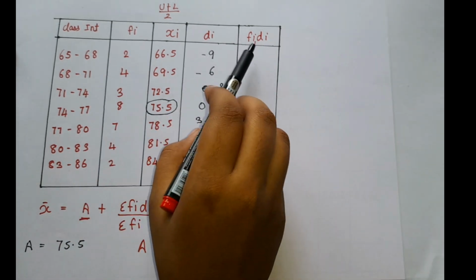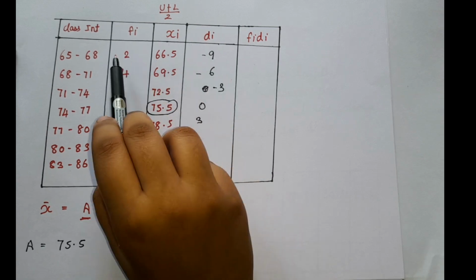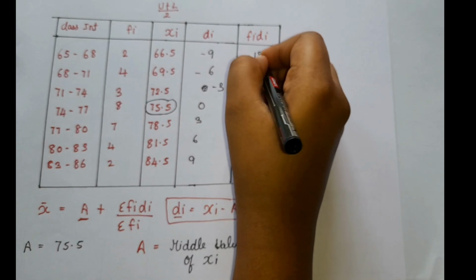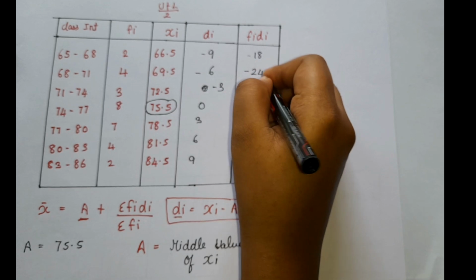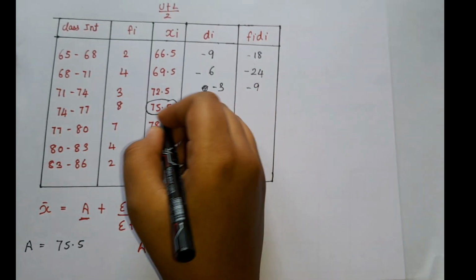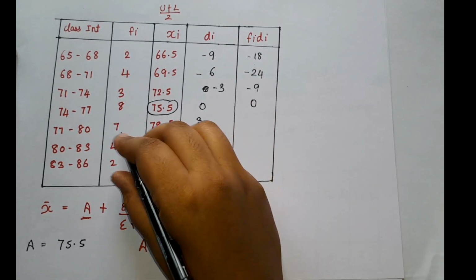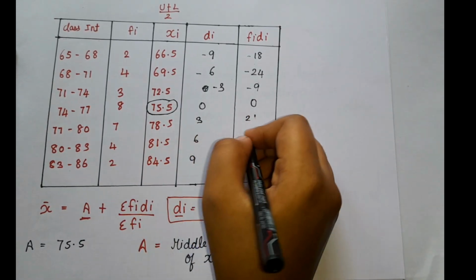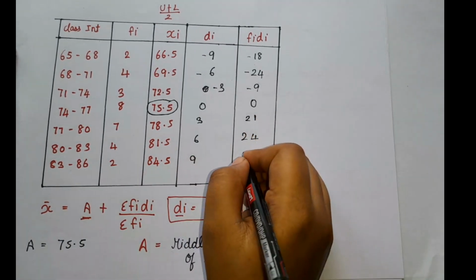Then it is literally easy to find it, isn't it? So what is fi? Fi is here and di is here. So 2 into minus 9, that is minus 18, and 4 into minus 6 is minus 24, and 3 into minus 3 is minus 9, and then 8 into 0 is, of course, 0, and then 7 into 3 is 21, and then 4 into 6 is 24, and 2 into 9 is 18.